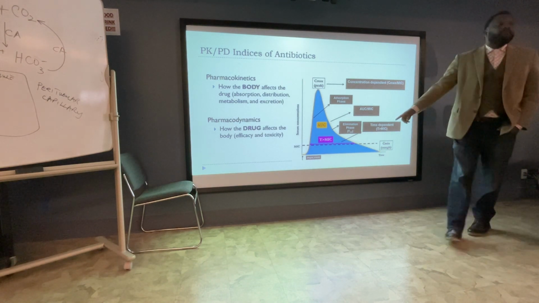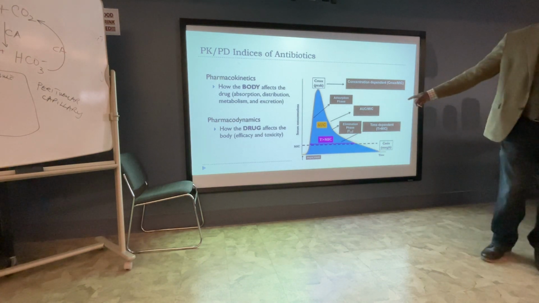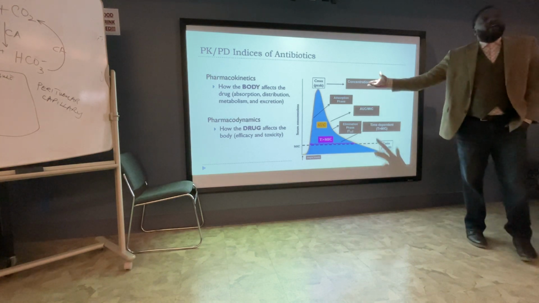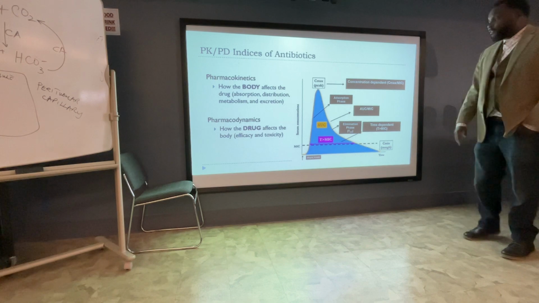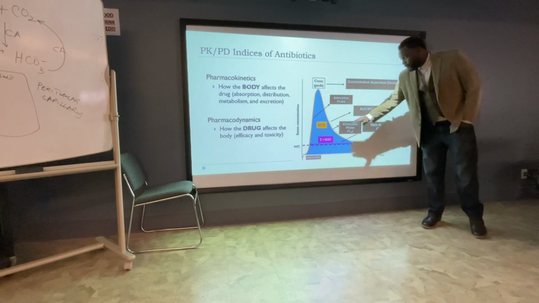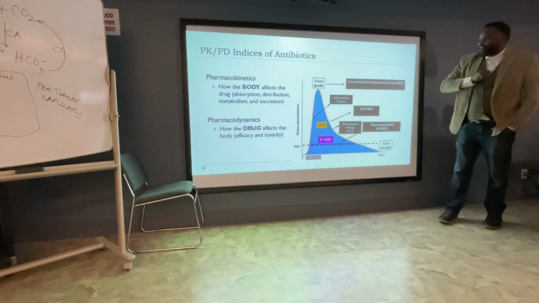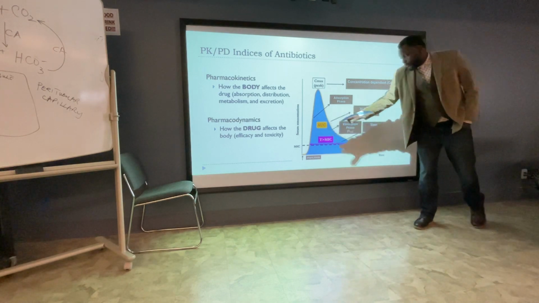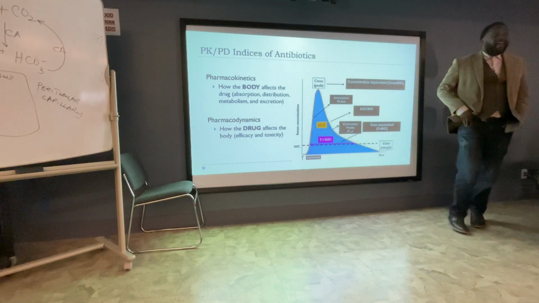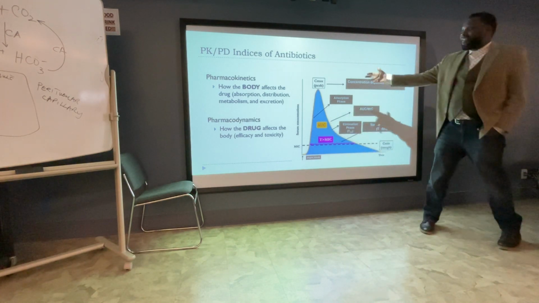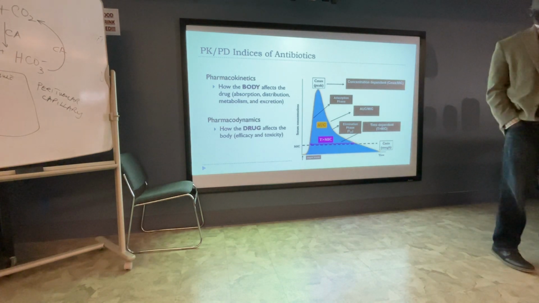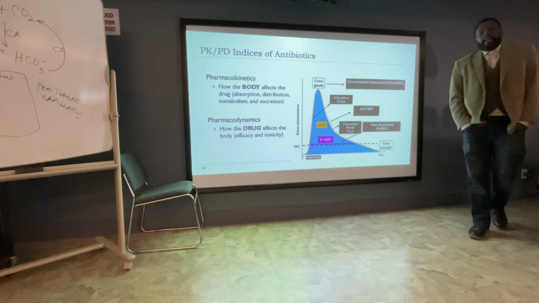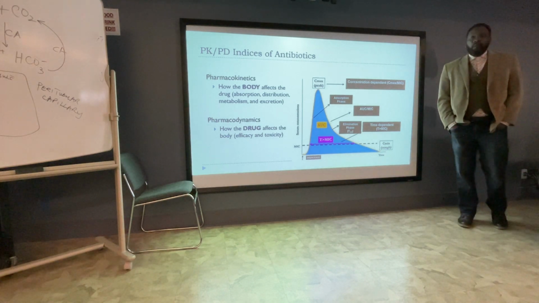But the area under the curve is the same, because you gave the same amount of drug in the same amount of time. The area under the curve is the same. So, for medications where area under the curve is more important than necessarily Cmax, why would you give 1,500 milligrams when you can give 500 three times a day? Same effect is going to happen.